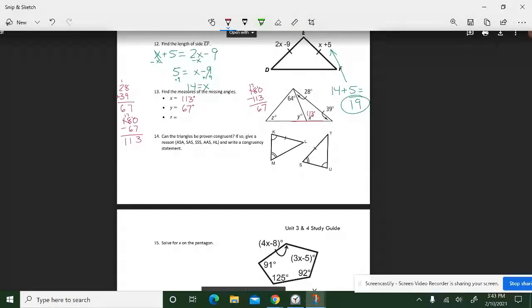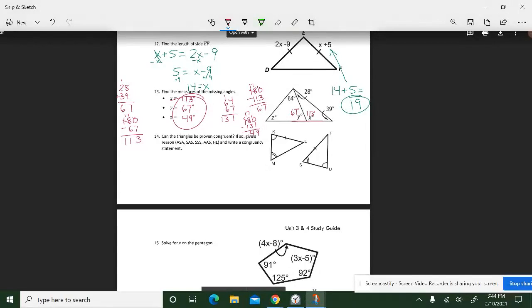All right, now I know what Y is. It's 67. So now I can find Z by adding together the 64 and the 67 and subtracting those from 180. So I've got two angles in that triangle, and they add up to 131. So I can take 180 minus 131. I should get 49 degrees. So Z is 49 degrees. So there you go. That's your answer on number 13.